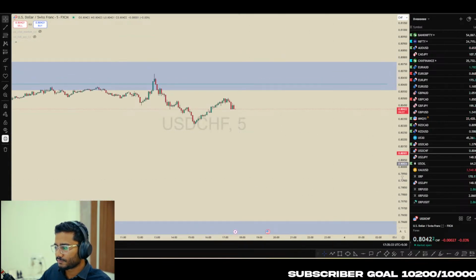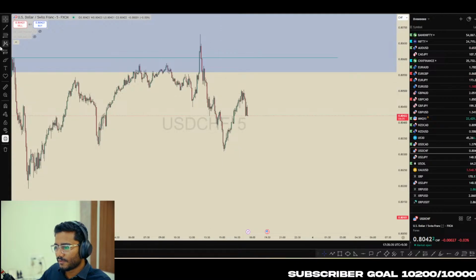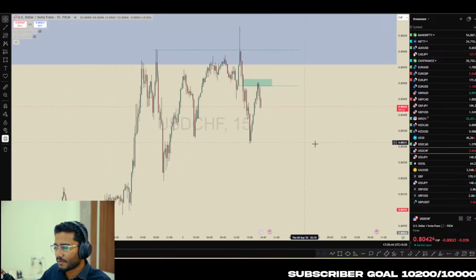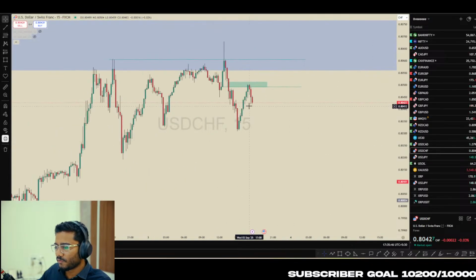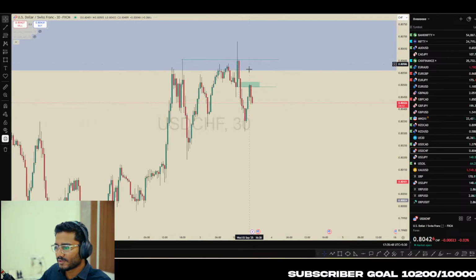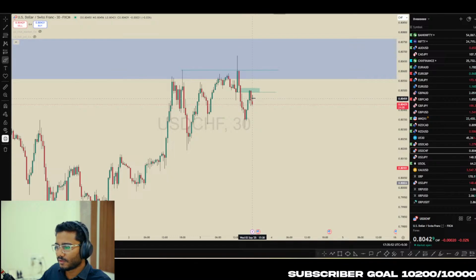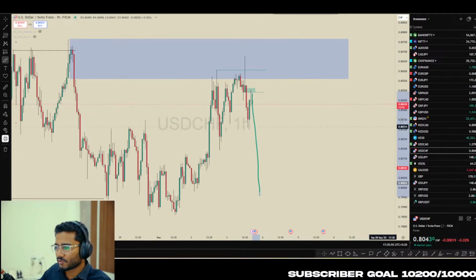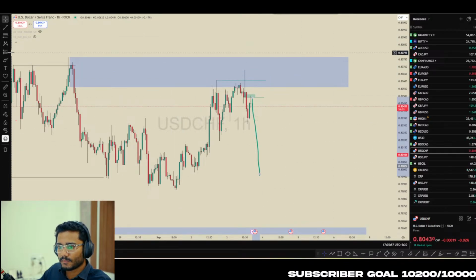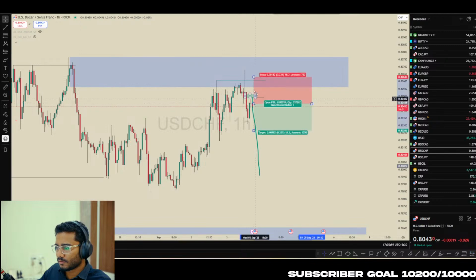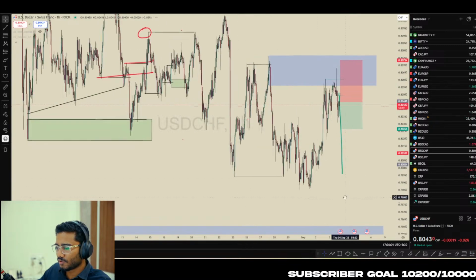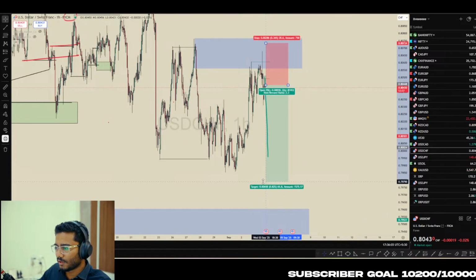So here, price is continuing from this area. If you look at this, price has already mitigated this imbalance. So we can look for sell side from here on USD CHF. If you want to look for sell side, then you can enter here. You can target the next lows, say something like this, but the risk reward is very high.